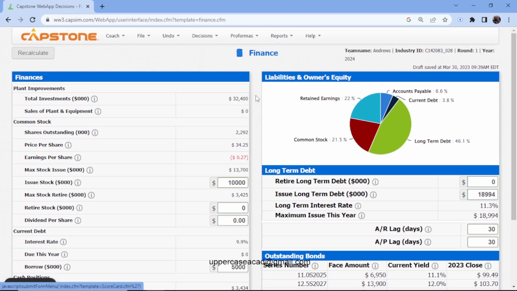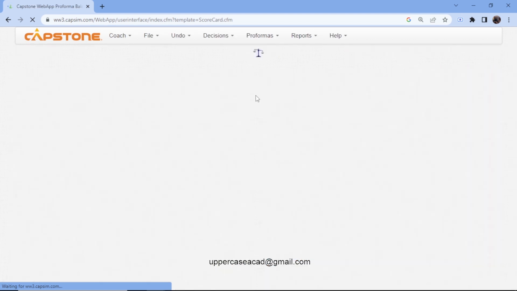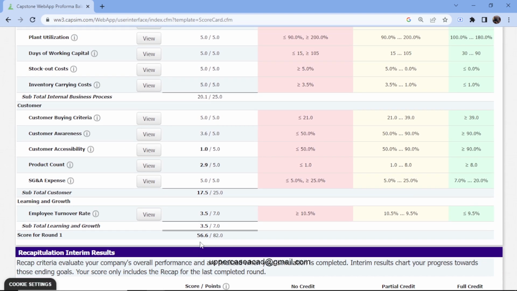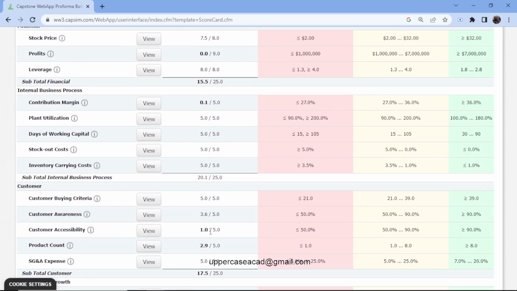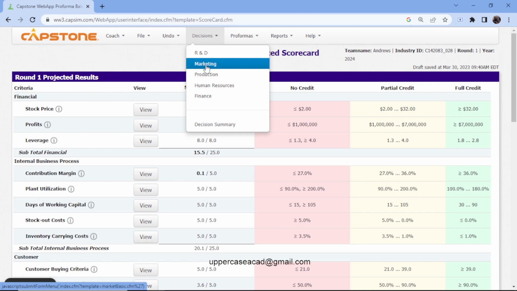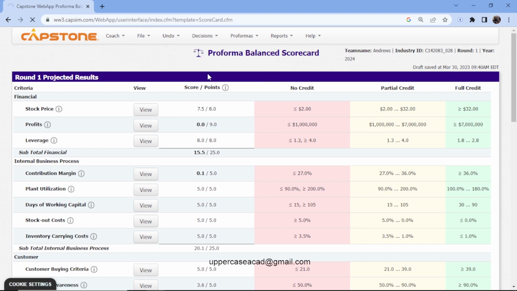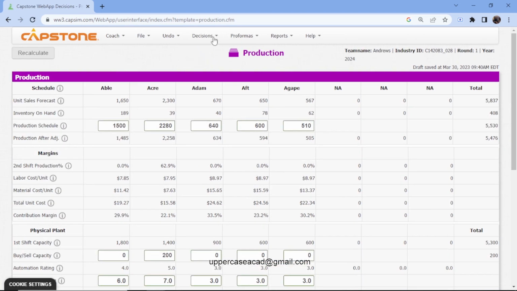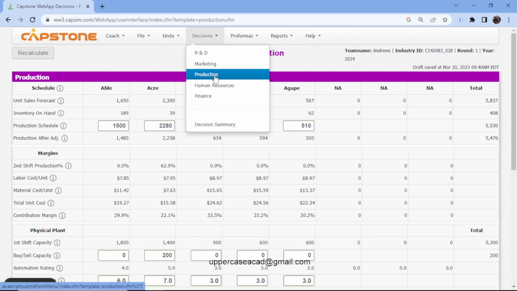So let me check my balance scorecard. My balance scorecard is 56.6. I believe that in this round I'll not be making any profit, because I'm using all my finance to increase my company, and also to buy automation and capacity, which will require funds. So they are eating up my profits.